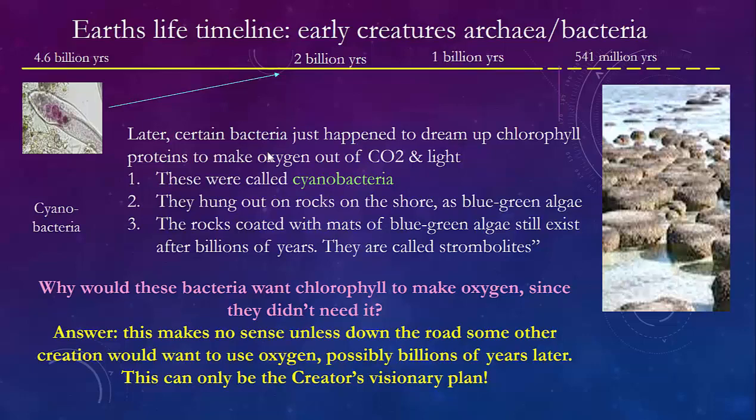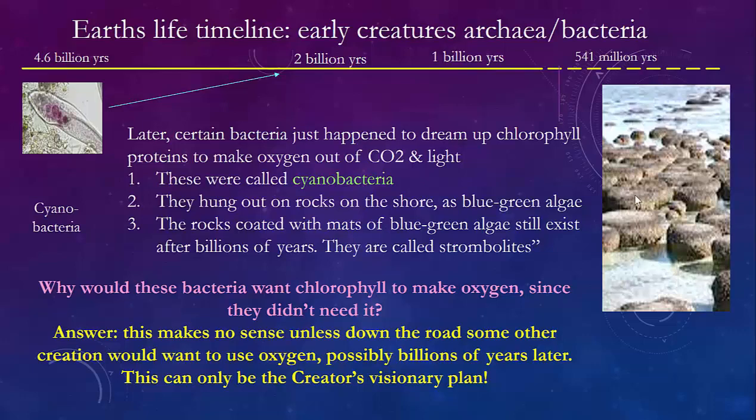Now, what do they look like? Well, these were bacteria that weren't actually in the water. All the others were in the water, but now these grew up onto the land, and they look like blue-green algae, looked just like algae. And the rocks they were on were called stromatolites. They're still here today. You can find them in certain parts of the world.